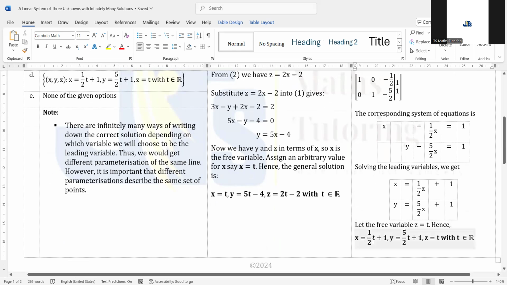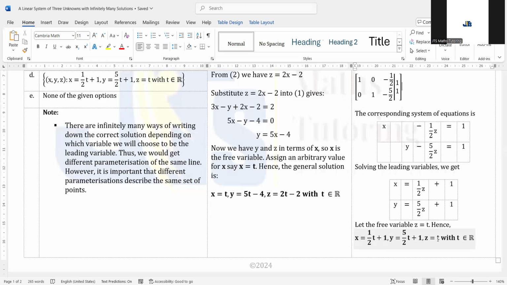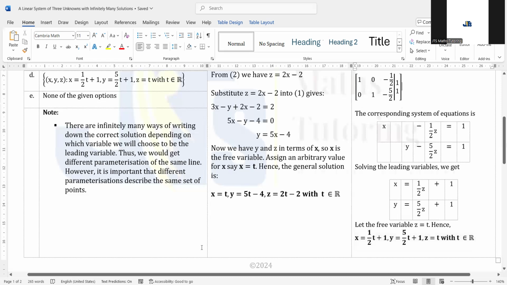Then my general solution is going to be x is equal to half t plus 1, y is 5 over 2 t plus 1, z is t, with t being an element of real numbers. There we are. I'll leave it up to you now to go back and check the options. I want you to see what I have right here.